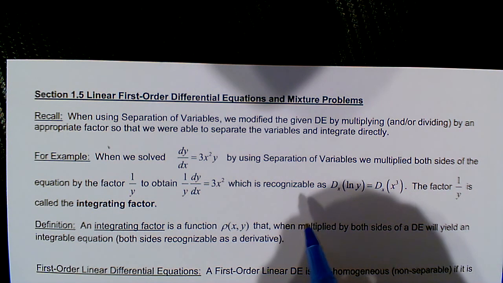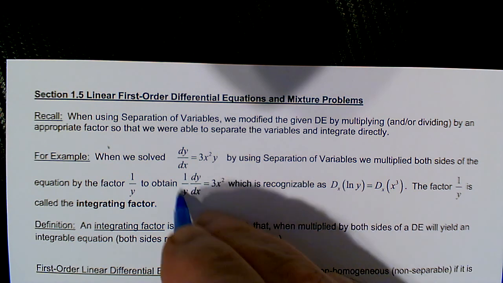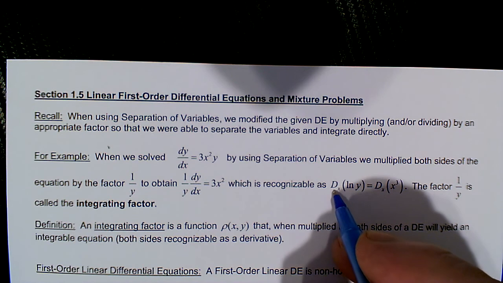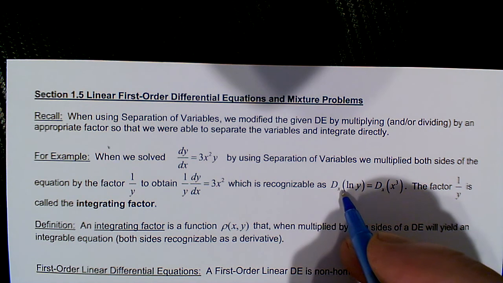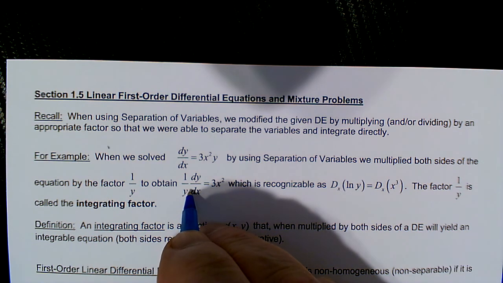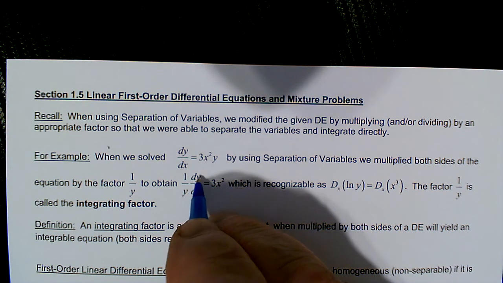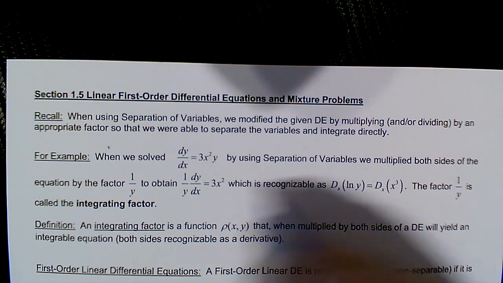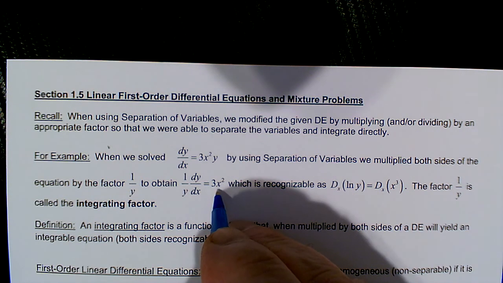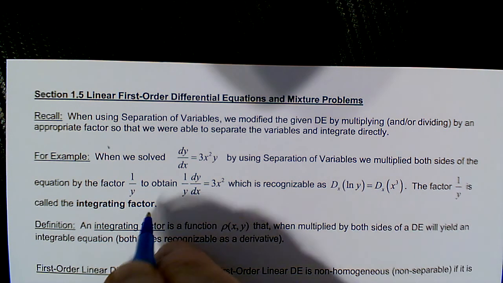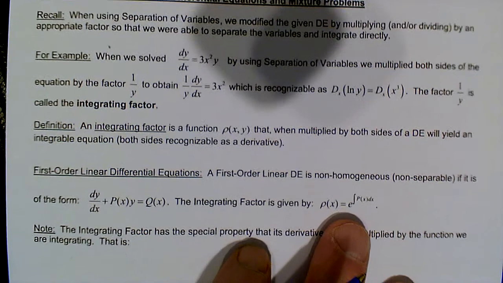But the point here is that this equation, after modifying, can be recognized as the derivative with respect to x of the natural log of y on the left-hand side, because the derivative of the natural log of y is 1 over y times the derivative of y, dy/dx, and then the derivative with respect to x of x cubed on the right-hand side, because the derivative of x cubed, of course, is 3x squared. So we refer to that factor as the integrating factor, and we formally define it.